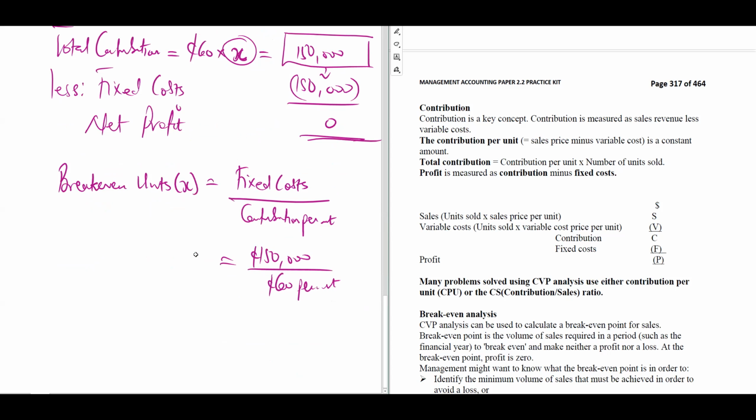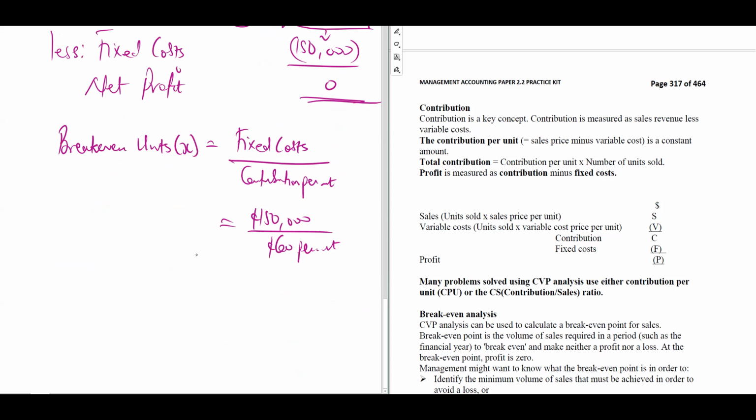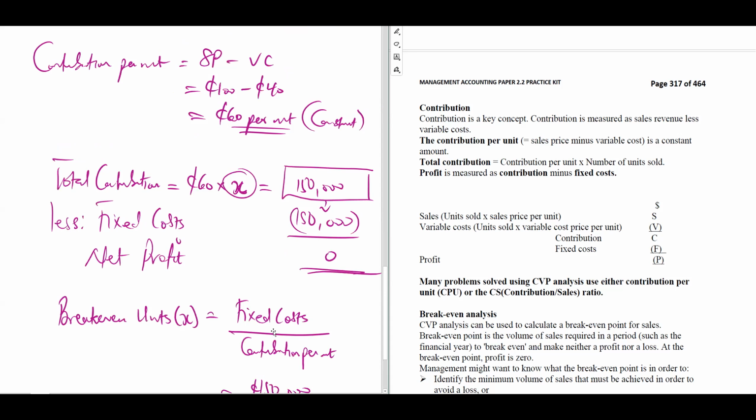And how many units should we produce to break even? When you divide, what do you get? 2,500. Okay. That means this company has to produce and sell 2,500 units to make no profit, right? Or to make 0 profit. So anything below 2,500 will make the company a loss. Do you understand? Because 2,500 is the minimum you can produce, which will give you 0 profit. So if you produce below that, you are going to make a loss, right?